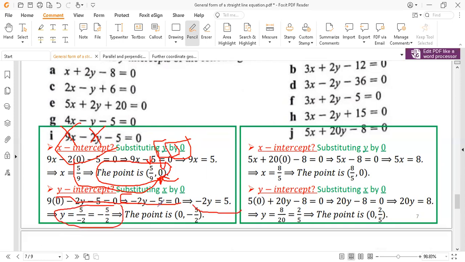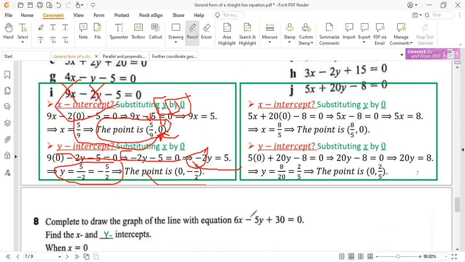When multiplying by a coefficient, we keep for it the same sign. But when we are moving a term across the equation, we obtain the opposite sign of it. So the point is 0, minus 5 over 2.